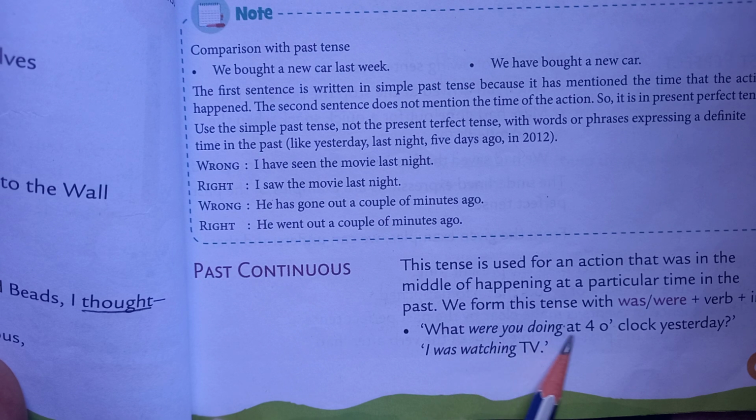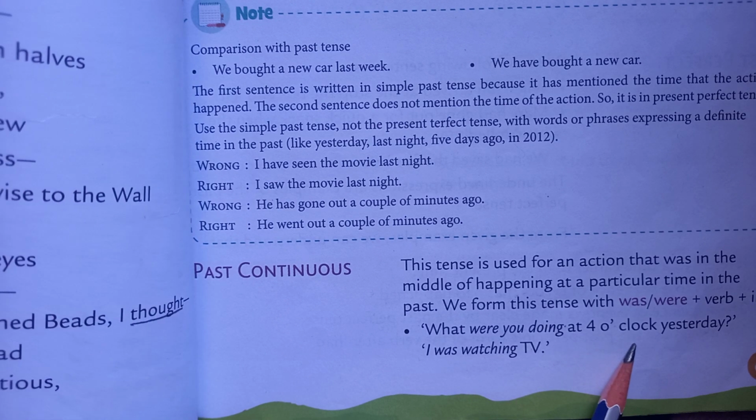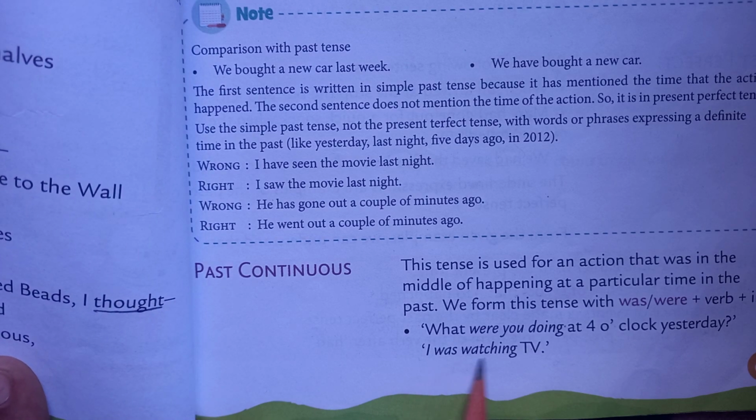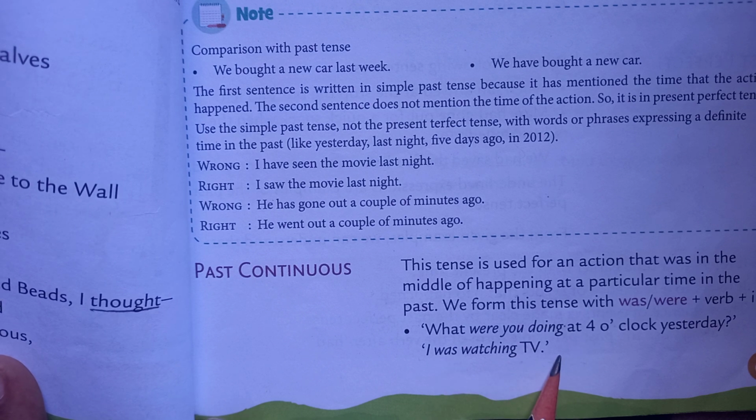What were you doing at 4 o'clock yesterday? This is the question. And the answer is I was watching TV. Means आप कल 4 बजे क्या कर रहे थे? मैं टीवी देख रहा था. Now the exact time is also showing. I was watching TV means मैं टीवी देख रहा था, and that is past continuous. Okay, was is past and continuous is ing.